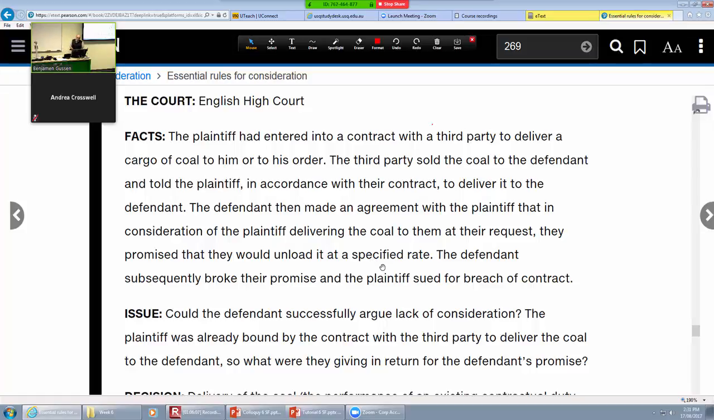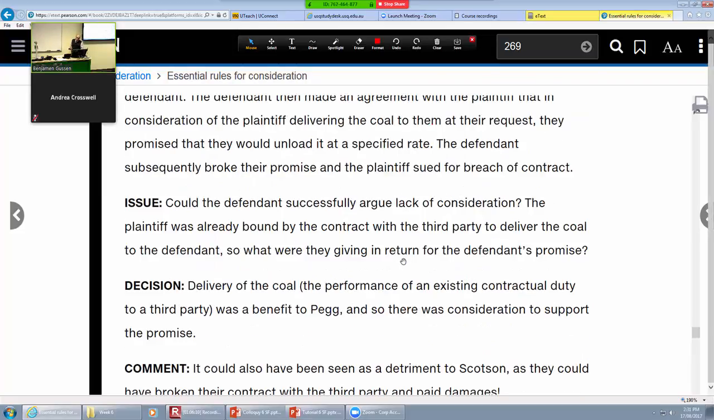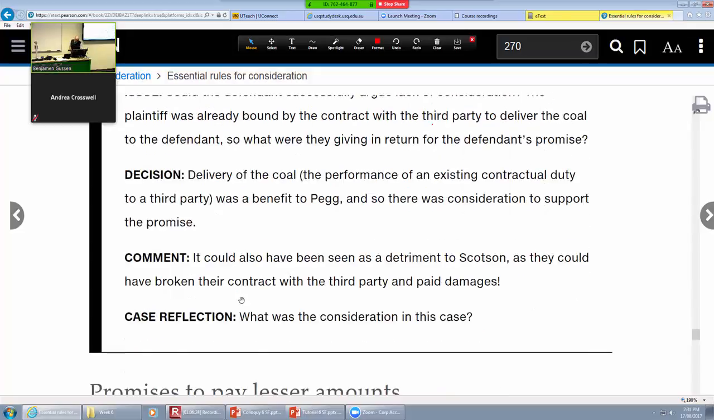Okay. The defendant subsequently broke their promise and the plaintiff sued for breach of contract. Same idea. Could the defendant successfully argue lack of consideration? Decision: delivery of the coal was a benefit to Pegg, and so that is enough consideration to support their promise, so they have to pay.